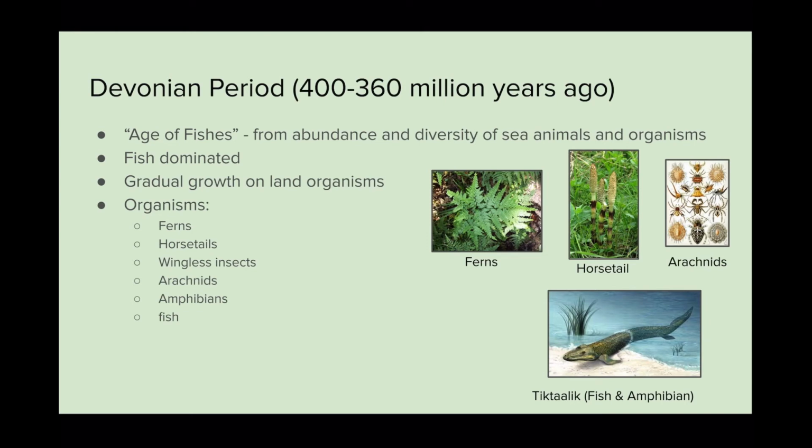400 to 360 million years ago was the start and end of the Devonian period. It was called the Age of Fishes. This period gets this name from the abundance and diversity of sea animals and organisms. Although the fishes dominated, there was still a gradual growth in organisms that lived on land, such as ferns, horsetails, wingless insects, arachnids, and amphibians.